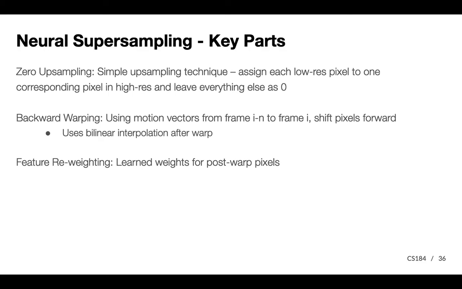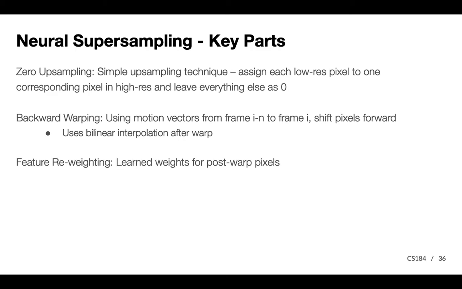So it might be the past frame, 2 frames ago, whatever. And then what they do is they shift these pixels forward. So they take the motion vectors and they move the colors, move the pixels over, and then after they're shifted, they don't land exactly on the pixel values, so they use a bilinear interpolation to warp it and get it looking nice. So basically what they've done is they're trying to simulate the movement by taking all the pixels and shifting them by the motion vectors. Okay, that's backward warping.